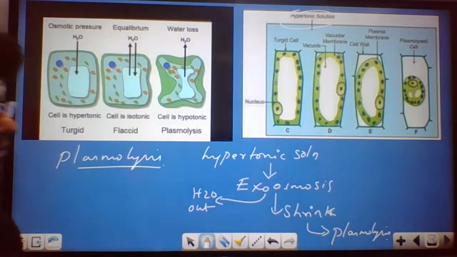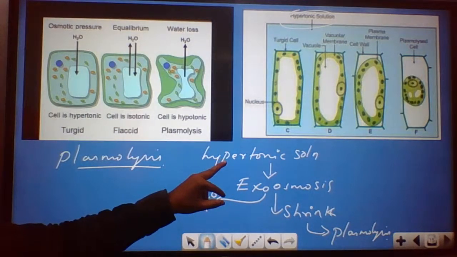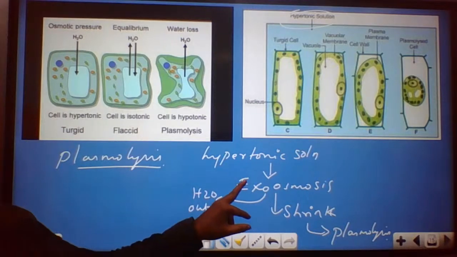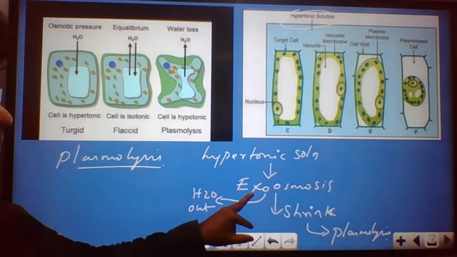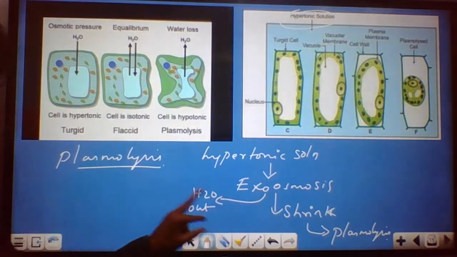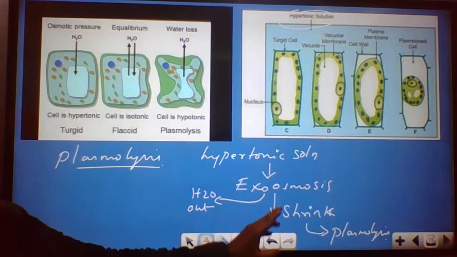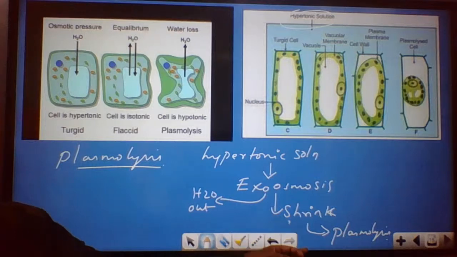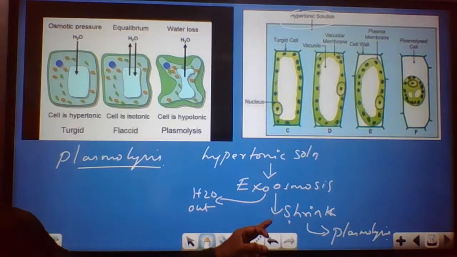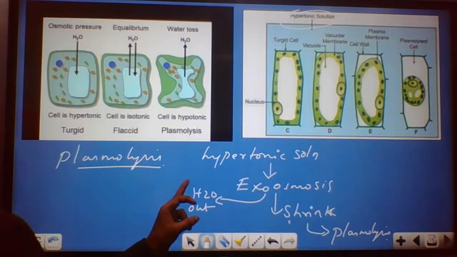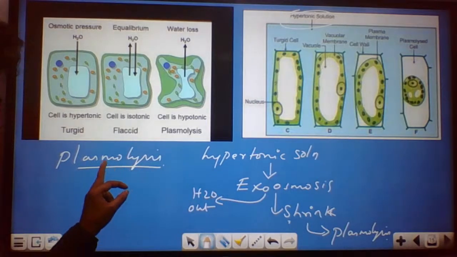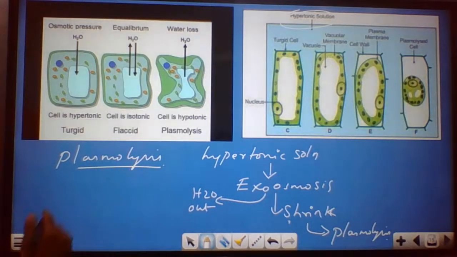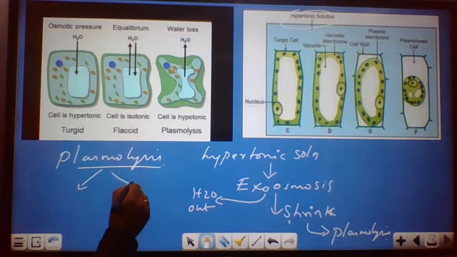What is the condition for plasmolysis? If you keep the cell in a hypertonic solution, where exoosmosis takes place and the water is going out of the cell, then automatically the cell will shrink, and definitely it goes to plasmolysis. Yeah, flaccid, correct. Plasmolysis can be of three types actually. What are the three types?